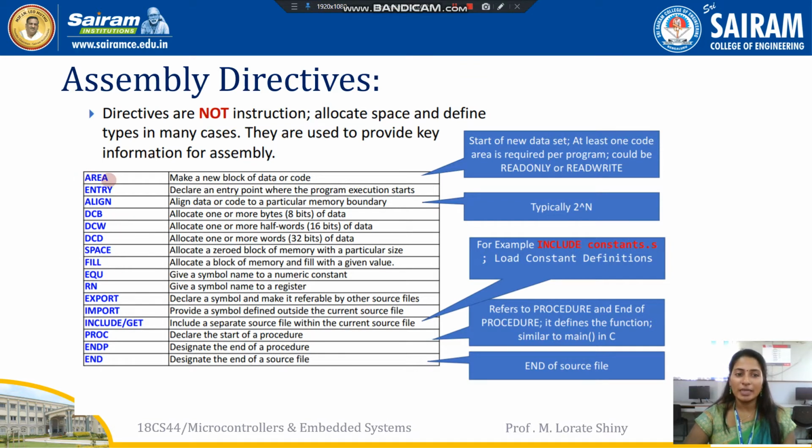First one, AREA. It makes a new block of data or code. In the program, first we will write AREA, which is used to make a new block of data or code. Next, ENTRY. It declares an entry point where the program execution starts. All these are assembly directives.